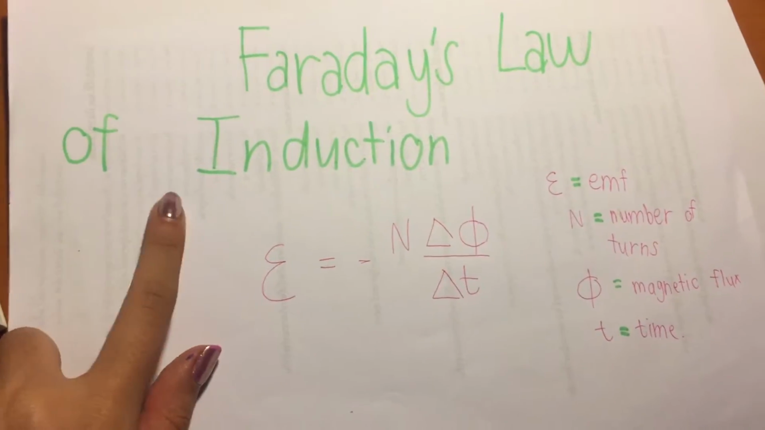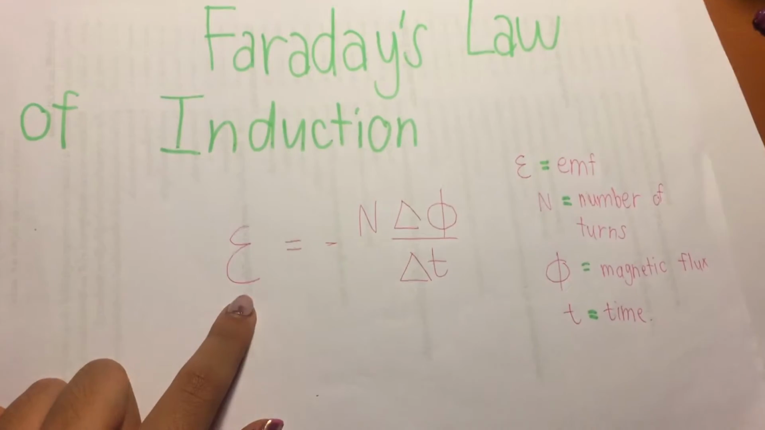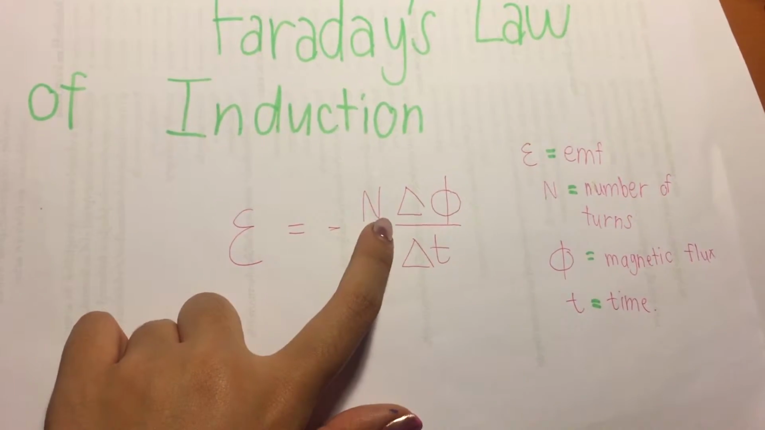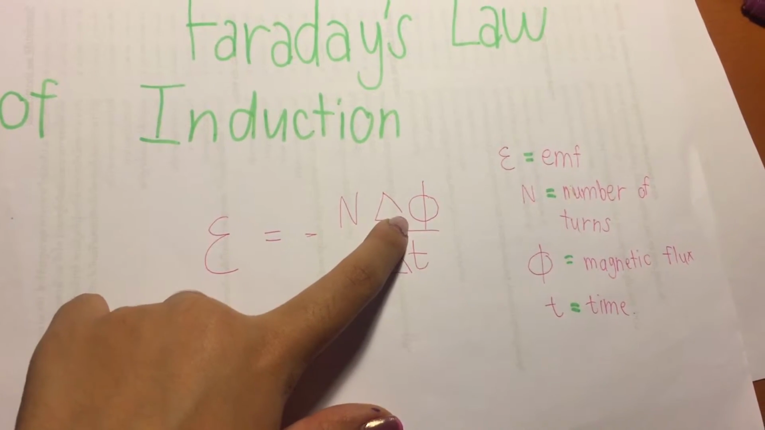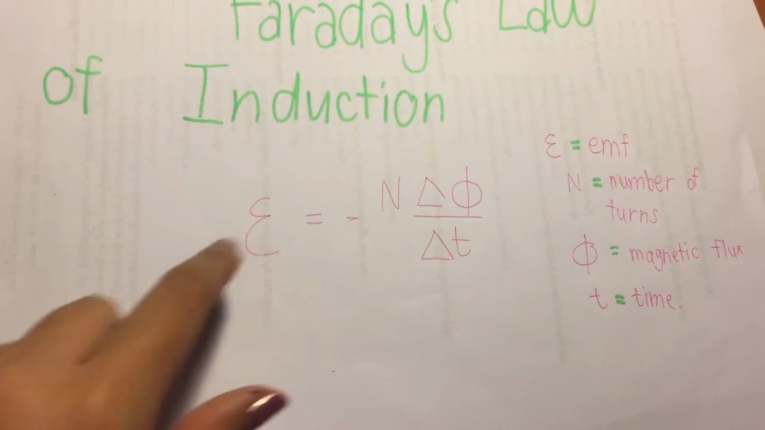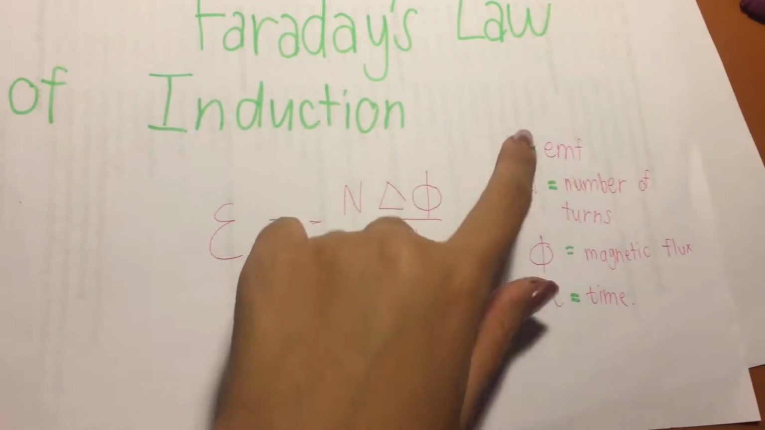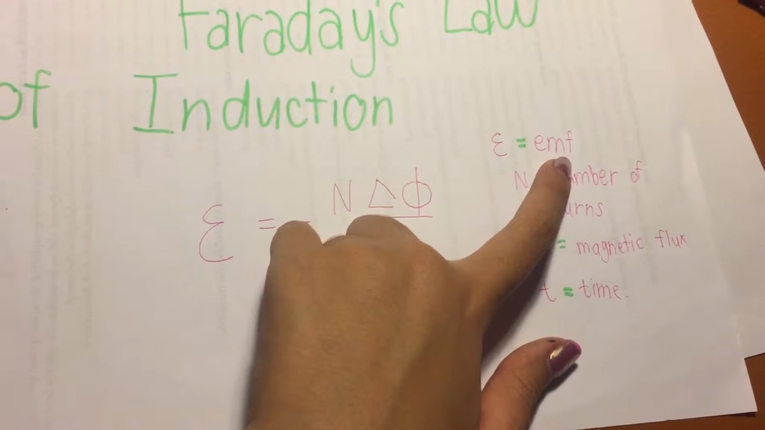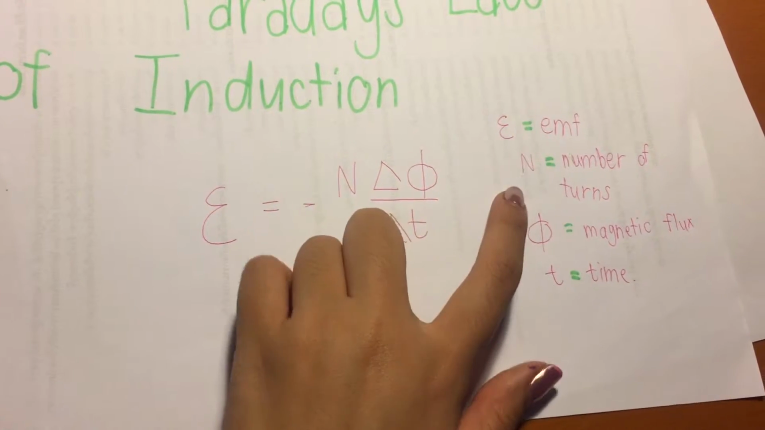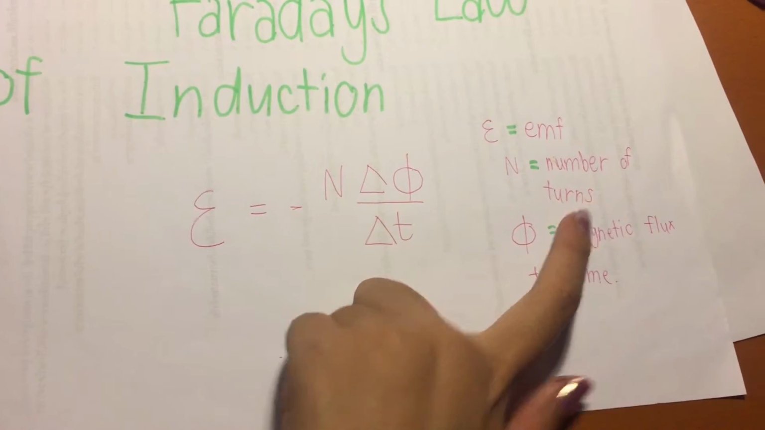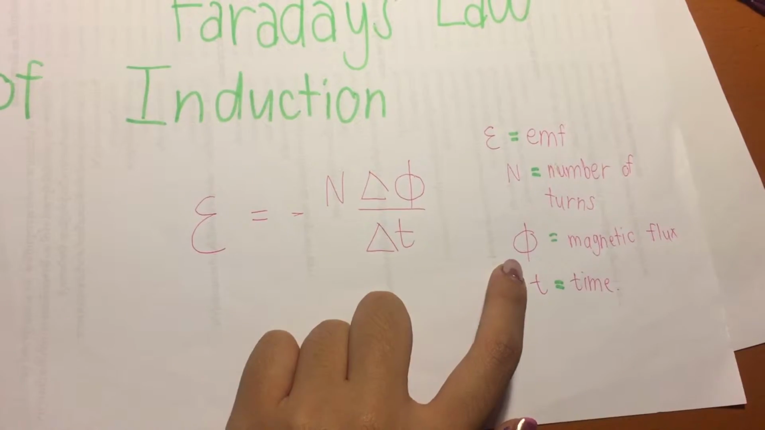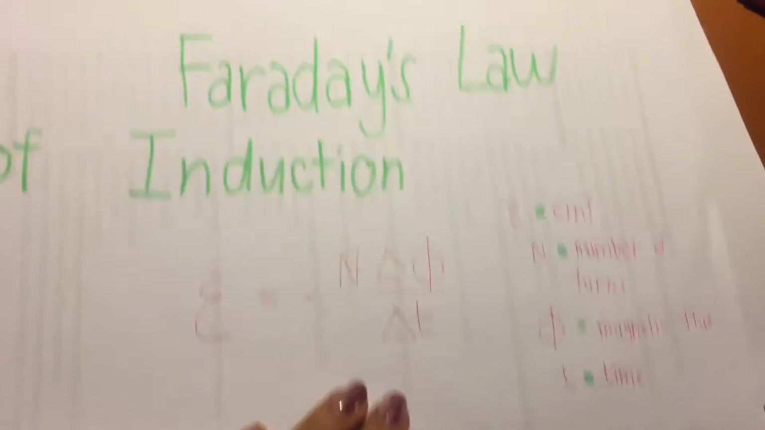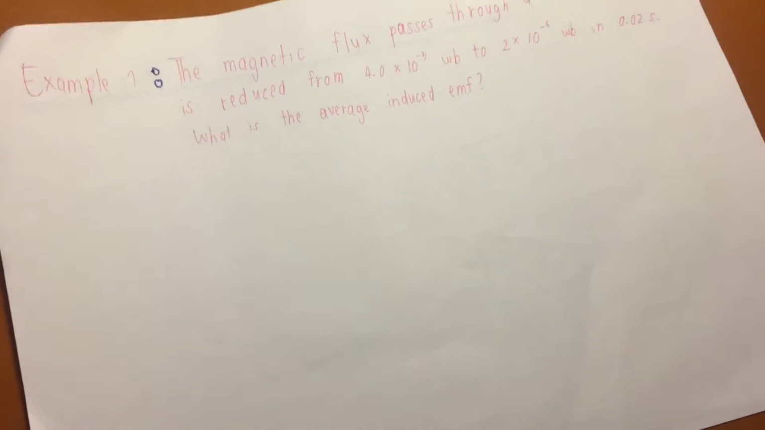Faraday's law of induction also has a formula. EMF equals minus N delta flux over delta T. This symbol stands for EMF, electromotive force. N stands for number of turns. Flux, this is called magnetic flux. And T stands for time.